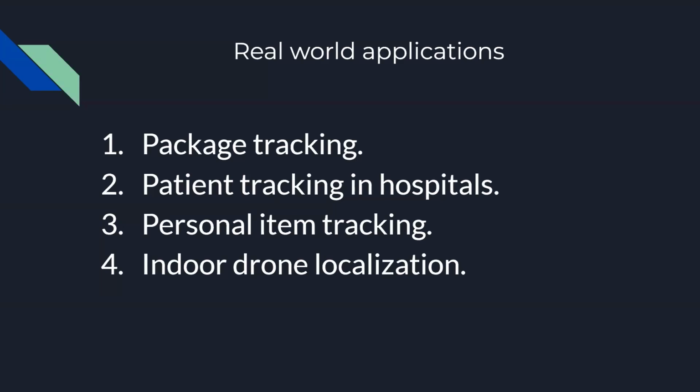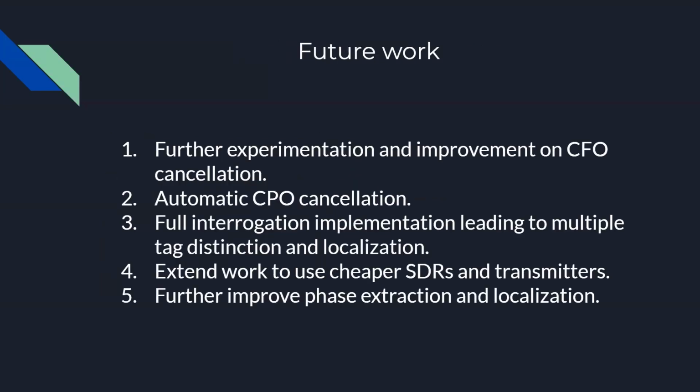Personal item tracking: we all know about AirTags. This is another technology that maybe we can exploit to achieve very low-cost tracking. They don't cost like $30 as the AirTag does, and they don't need batteries. And inter-drone localization is another thing that I have thought of, because there are already many technologies being used for that, and this is another one.